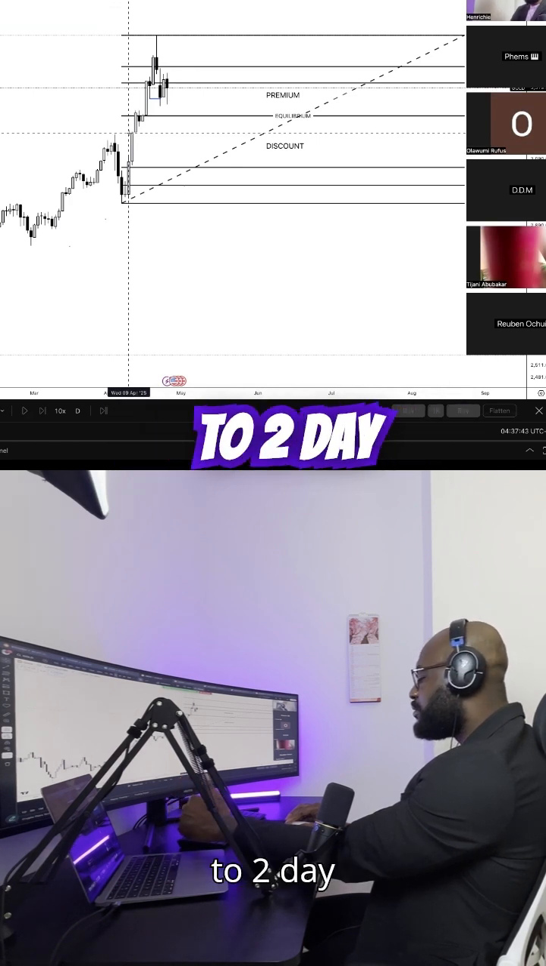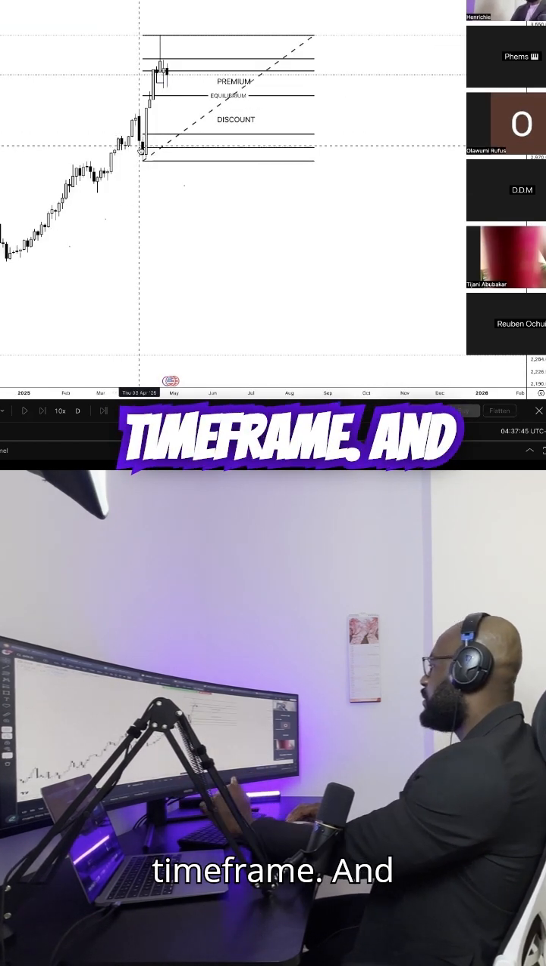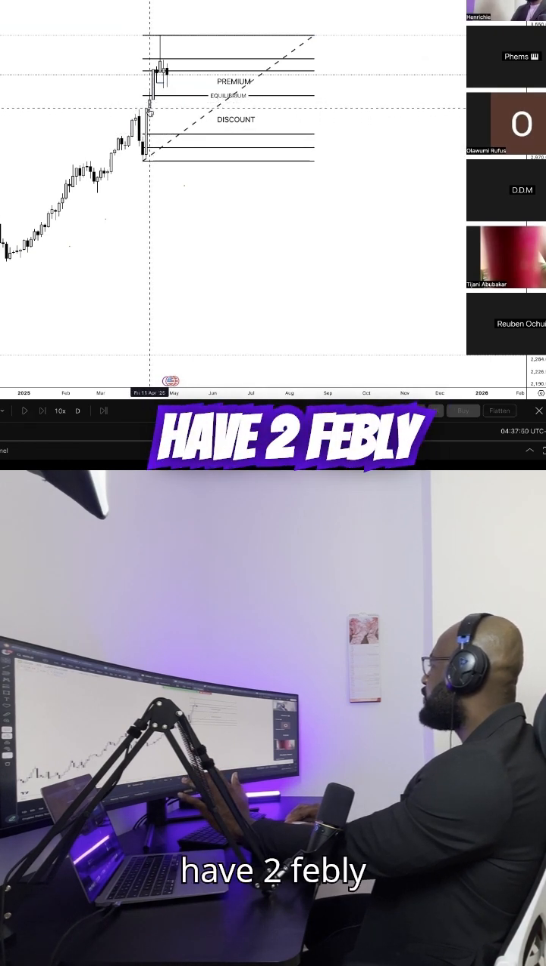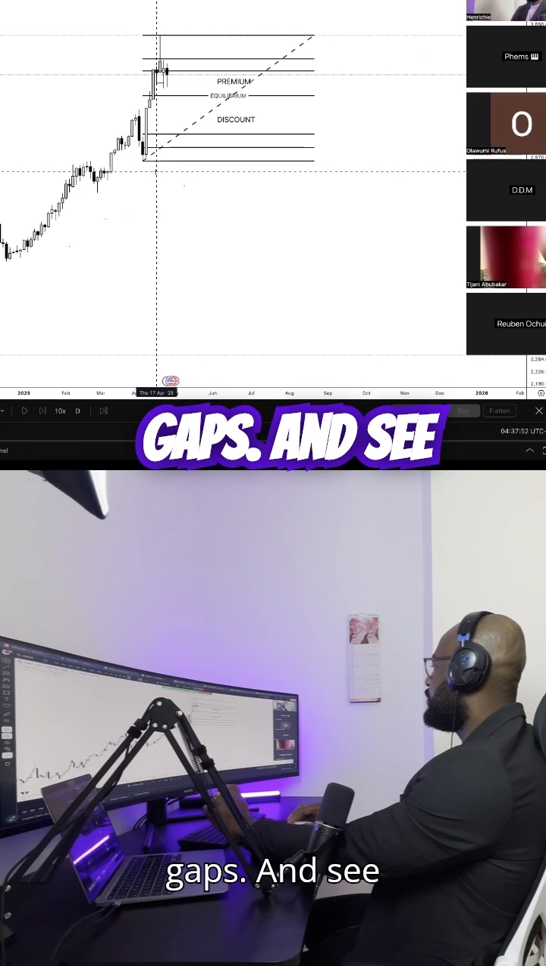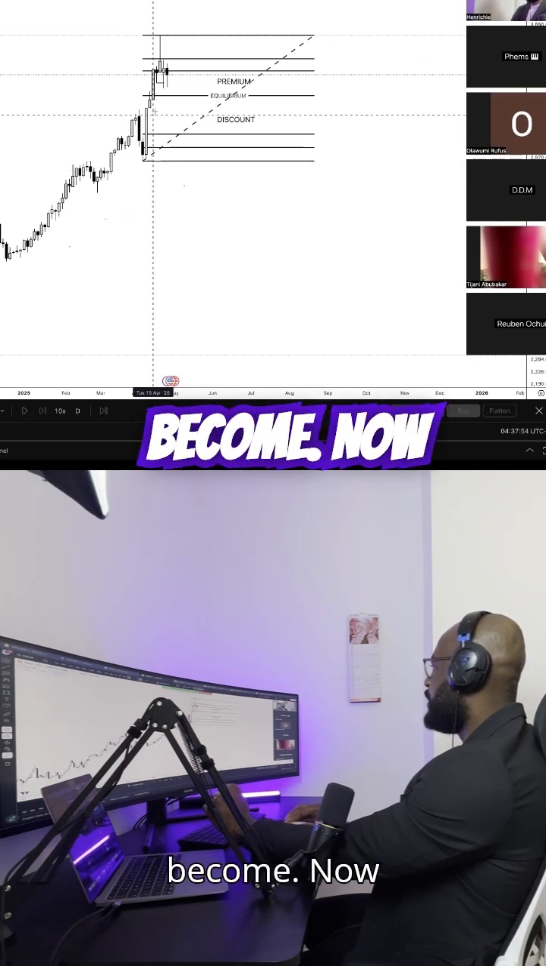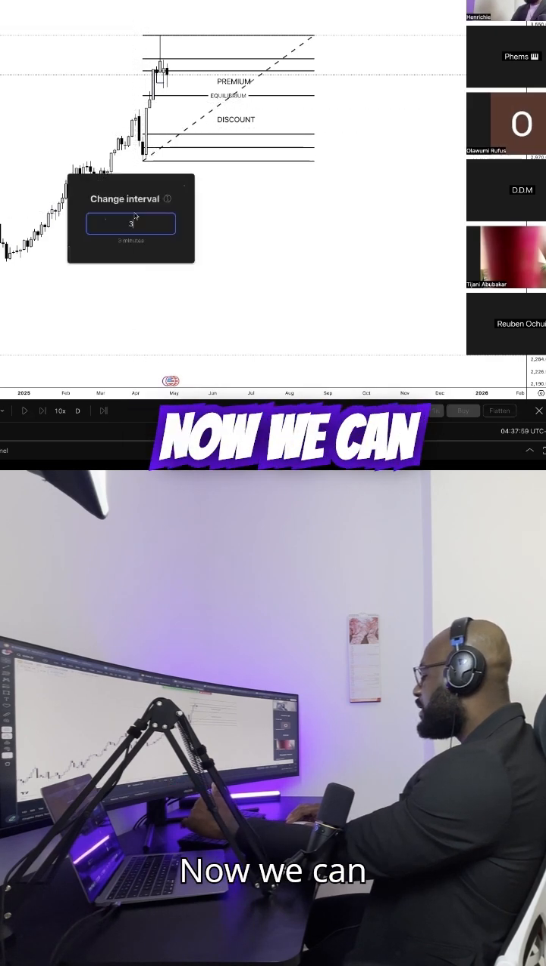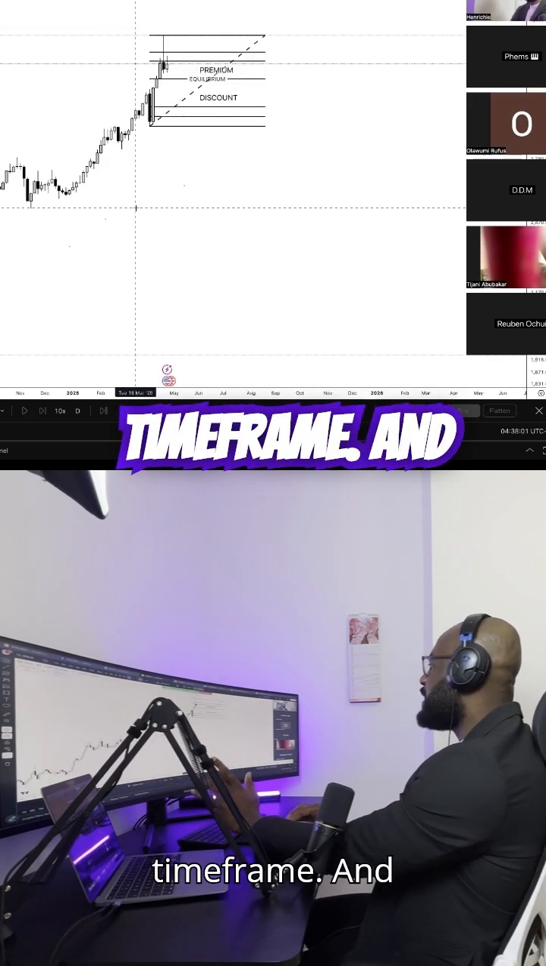We can scale up to the 2-day time frame. And on the 2-day time frame, we've gone from 3 fair value gaps, now we have 2 fair value gaps. Can you see how easy this starts to become? Now our point of interest has gone from being 3 fair value gaps to 2 fair value gaps. Now we can still scale up again to the 3-day time frame.